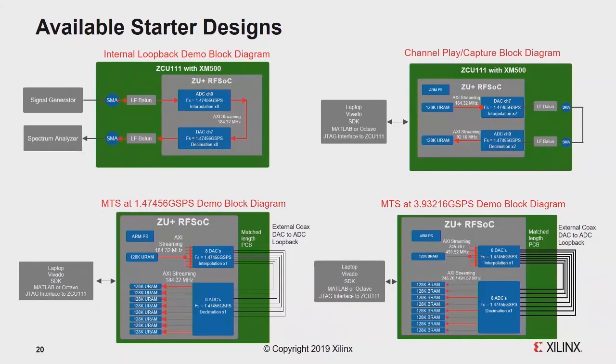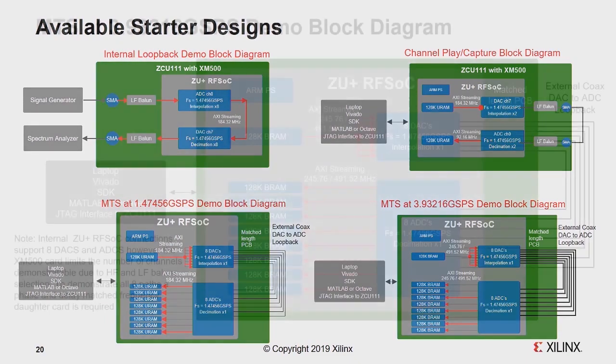There are 2 designs, one running at 1.47 gigasamples per second, and one running at 3.93 gigasamples per second. Now, this is actually on the ZCU111, so when you look at multi-tile sync, that board limits the number of channels you can do MTS to, because we have high frequency and low frequency balance, but MTS has to all be at the same frequency and matched phase lengths. So it can be done.